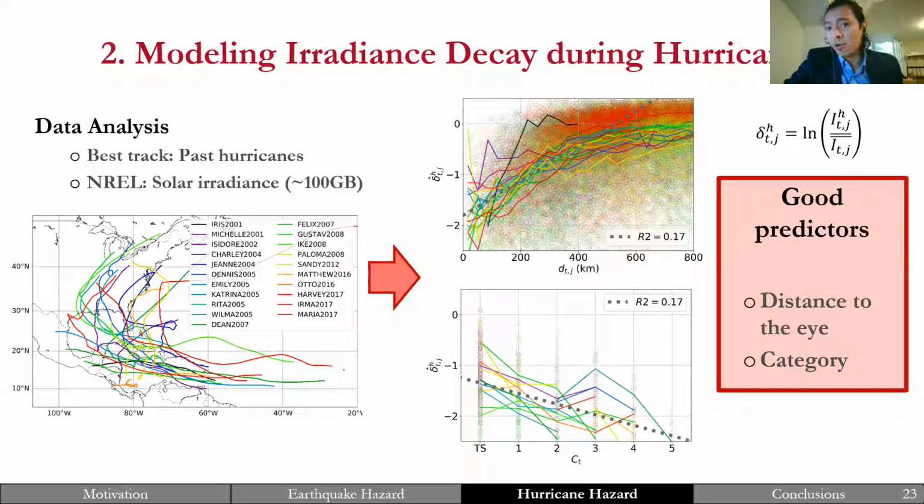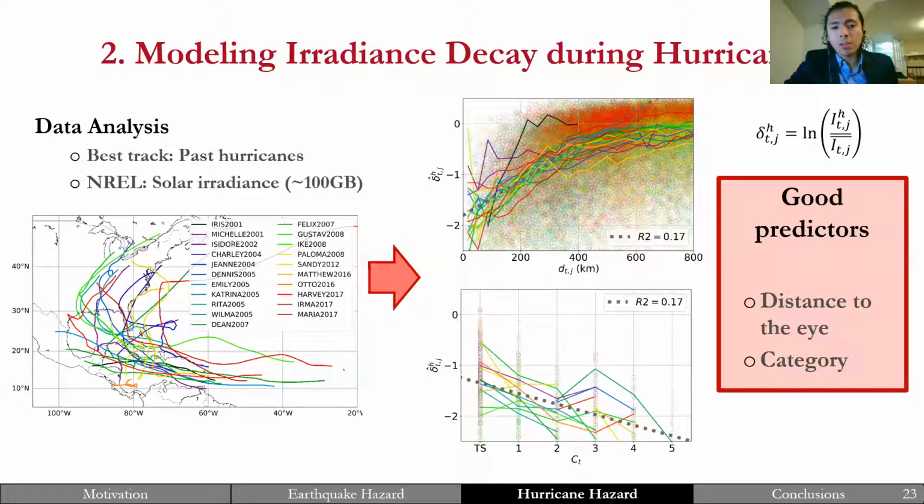This is a data set for irradiance in the US for the last 20 years. And it's a quite large data set. We're talking about like 100 gigabytes of just data on the points of interest. And then we did a statistical analysis on how different hurricane features make irradiance decay during the hurricane.